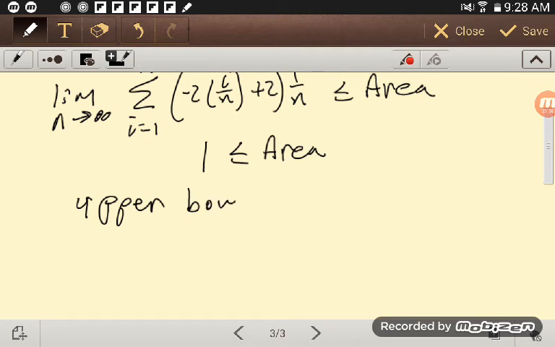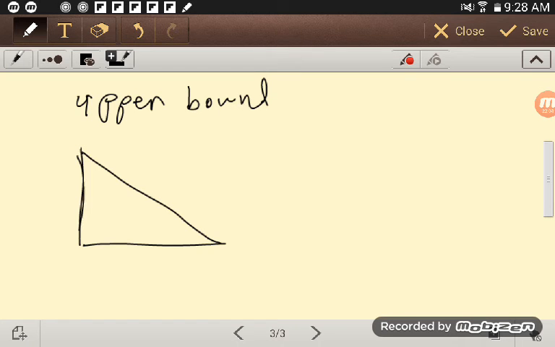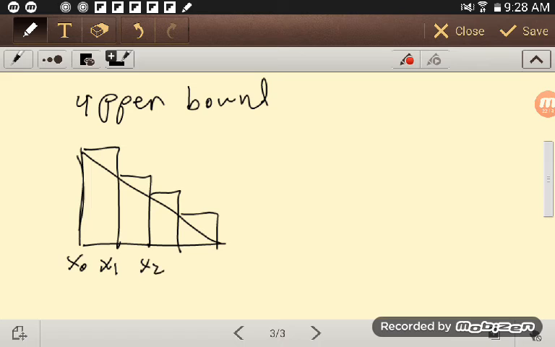Okay, let's look at our upper bound. Now, for our upper bound, I kind of didn't draw that the best, but we're doing stuff like this. That was x0, that was x1, x2, and these go all the way to xn minus 1 and then xn. Now, we're taking the height of the rectangle, that one, that one, that one. So we're going from 0 to n minus 1.